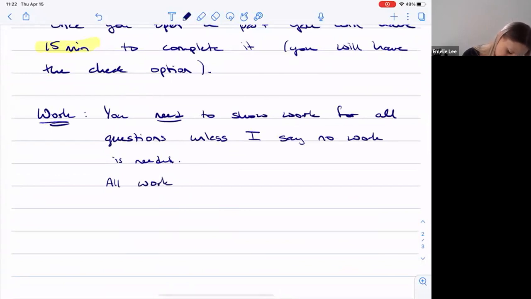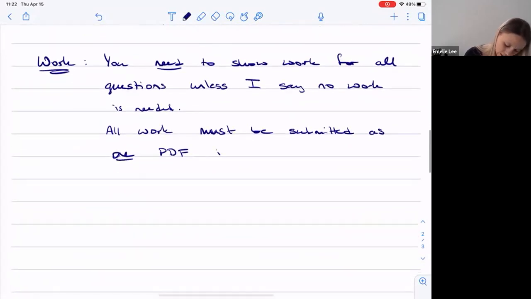All work must be, oops, it says must. It's not a word, I don't think. Must be submitted as one PDF in order.